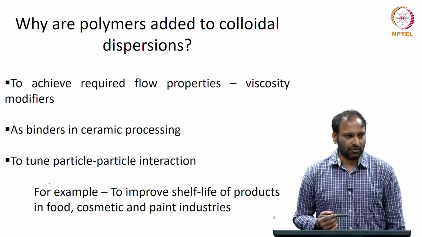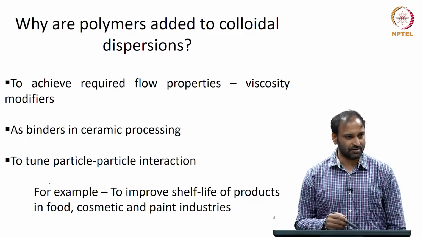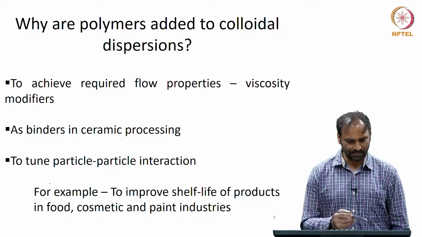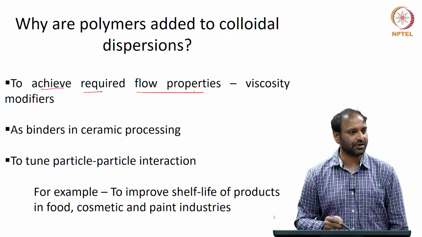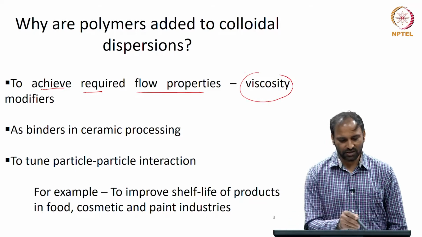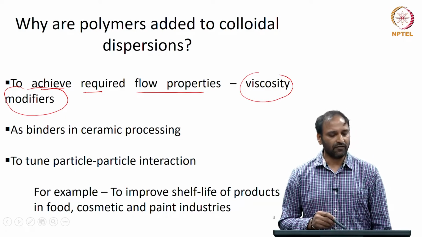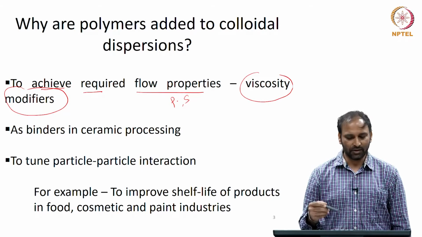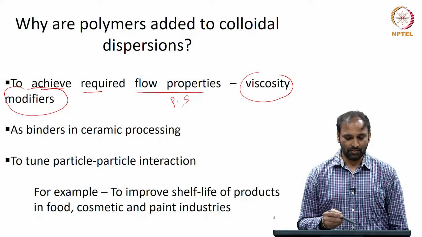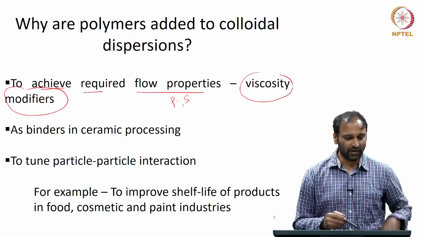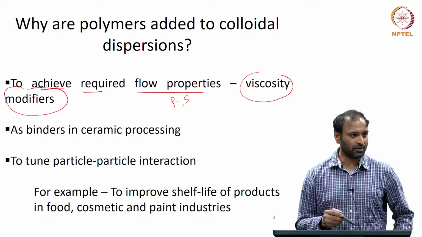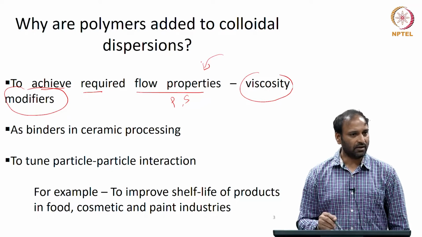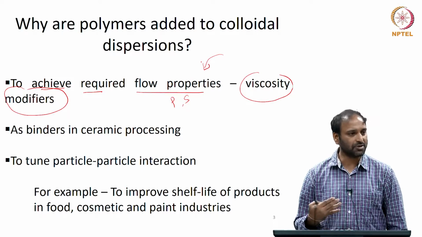So, again, the motivation. Okay, why are polymers added to colloidal dispersions? You can think of as many motivations as possible. Some of the common ones are to achieve required flow characteristics. In that sense, they are used as what are called viscosity modifiers. If you look at a lot of products like paints, or shampoo, or even the oral suspensions, syrups and all that, the way they flow out of the bottle becomes important. So, to achieve the right flow properties, people do add a certain amount of polymer, which will affect its viscosity and the way it comes out of the containers and things like that.